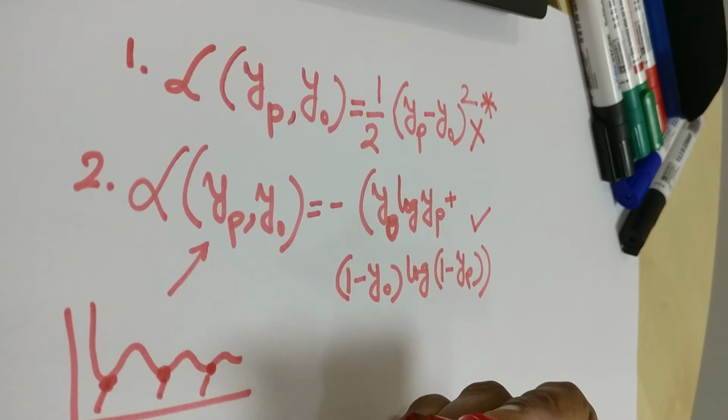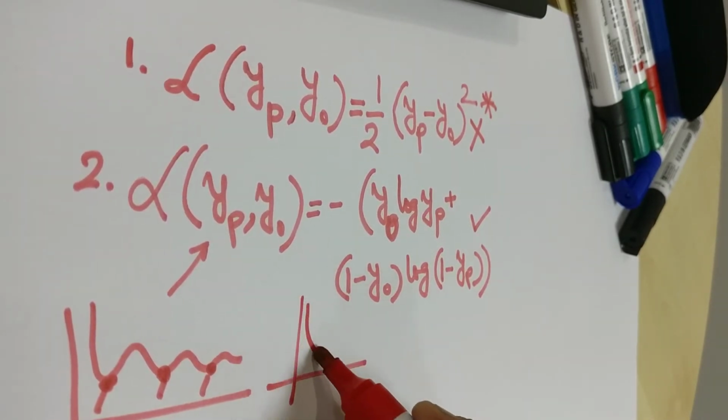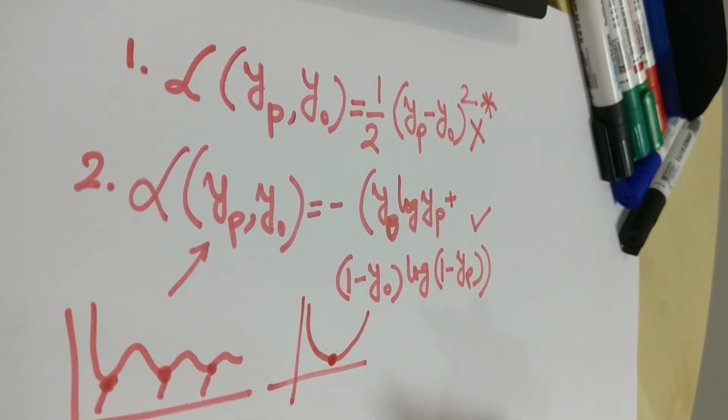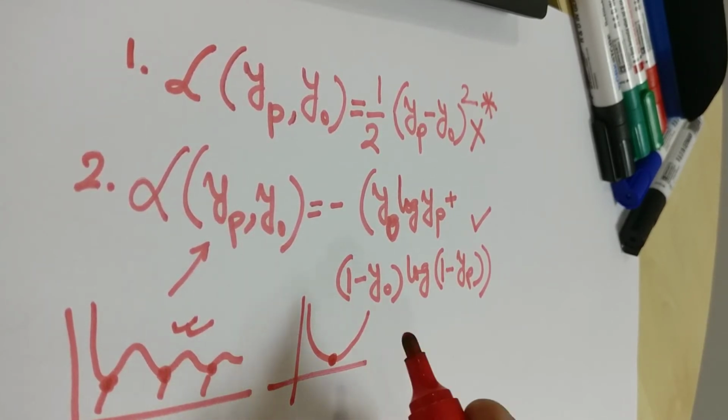So typically, we look for a loss function which is convex. That means something which looks like this. So we know that there is definitely a global minimum, and here there are so many local minima that it's very hard to find the global minimum, right? So that is the first reason.